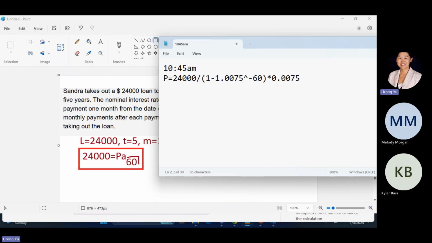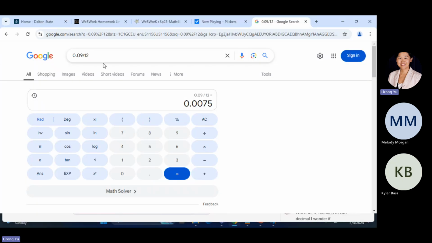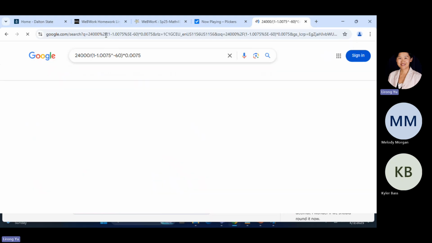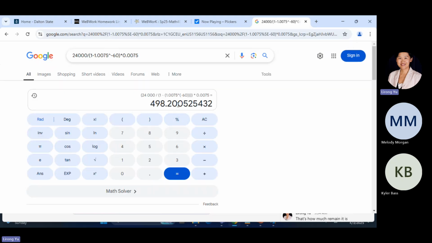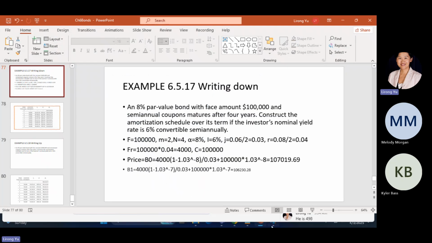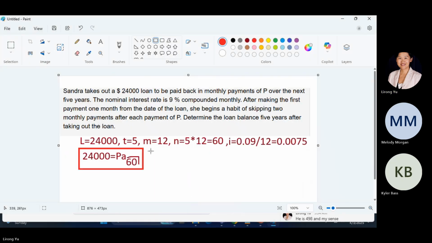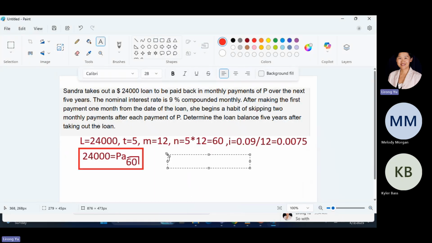Okay. And so normally we will round it to 2 decimals. I wonder if we should round it now. That's how much the payment is. Roughly it is $498.20. So with that calculation, we end up having P equal to this amount.